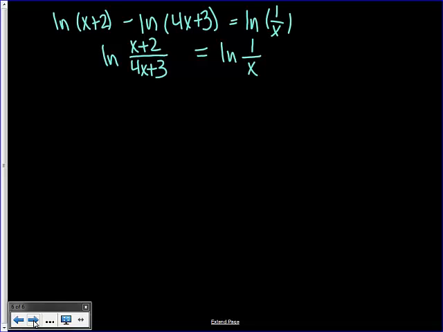Alright, now we're going to e both sides. E it. What happens with our logs? Well, they cancel, or our ln's cancel. To the e. So now I'm just left with a simple proportion. So now I just have x plus 2 over 4x plus 3 equals 1 over x.